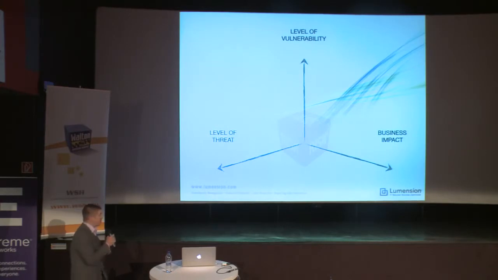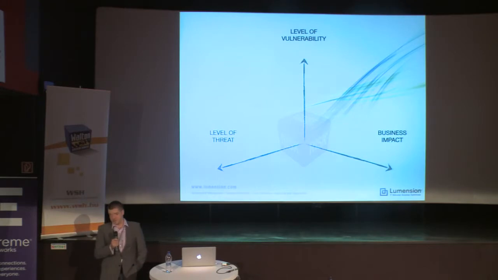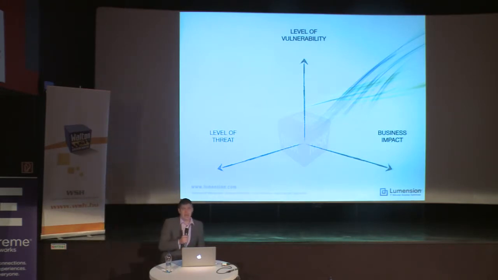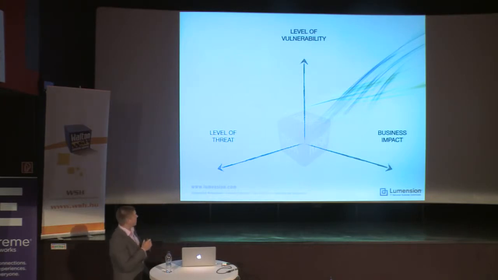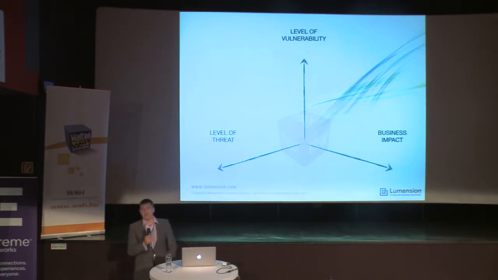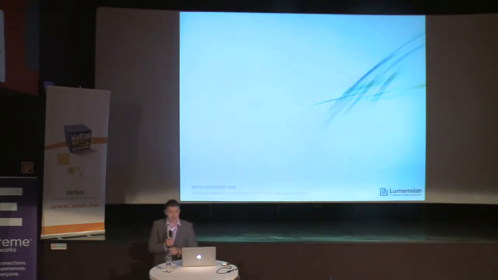There are three vectors that actually have a direct impact upon business risk: the level of threat, the level of vulnerabilities, and the business impact. In very simple terms, we analyze what bad things might happen in the enterprise. If those bad things happen, would we be vulnerable, and what kind of business impact would that cause? It's really basics, and everybody thinks, sure, what's new here?